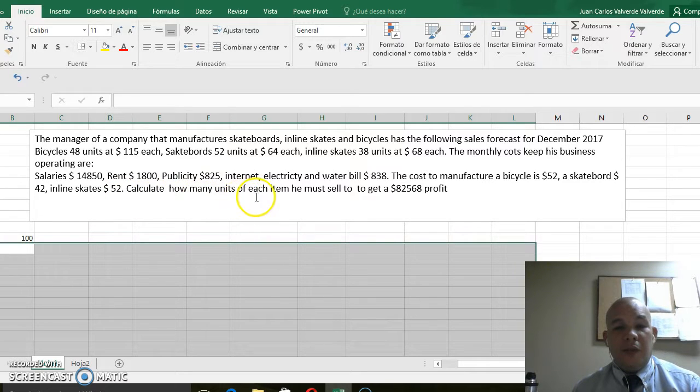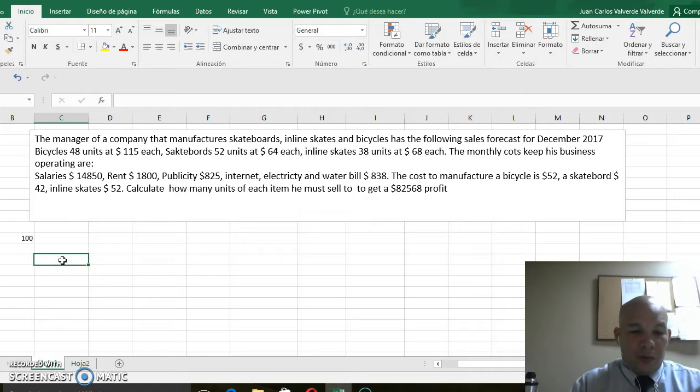Calculate how many units of each item he must sell to get an 82,568 profit. Okay, the first thing we will do is write the word items, in bold print. What are the items? There's just three items here.